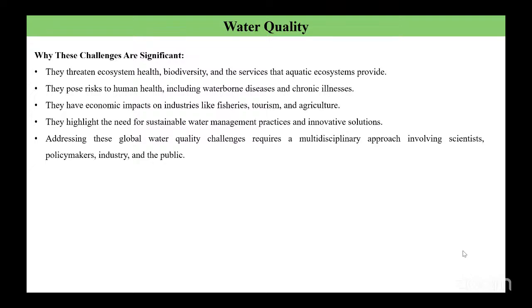They have economic impacts on industries like fisheries, tourism, and agriculture. They highlight the need for sustainable water management practices and innovative solutions. Addressing these global water quality challenges requires a multidisciplinary approach involving scientists, policymakers, industry, and the public.